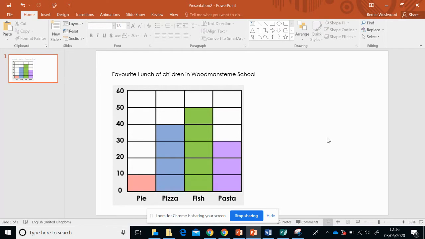Okay, again, if there was a question like, how many more children chose fish than pizza, that how many more, you should be thinking, I've got to find the difference, because here's my bar. It's almost arranged in a little bar model for us. Here's my bar that represents fish, and it's 50. Here's my bar that represents 40, and I can see that difference there. I can see that difference is 10. So 10 more children chose fish than pizza.